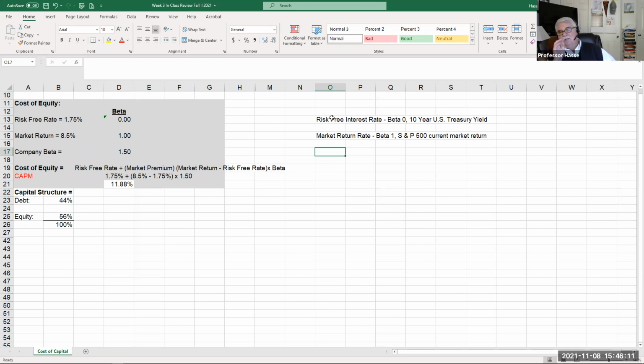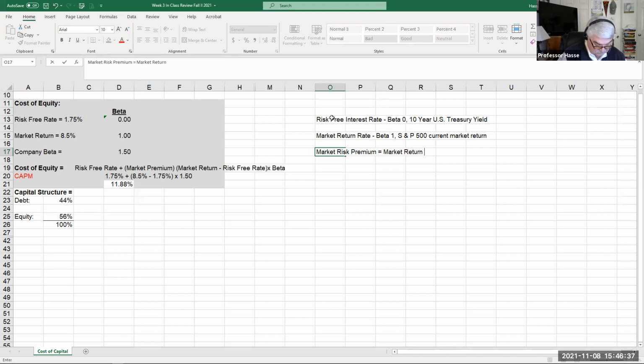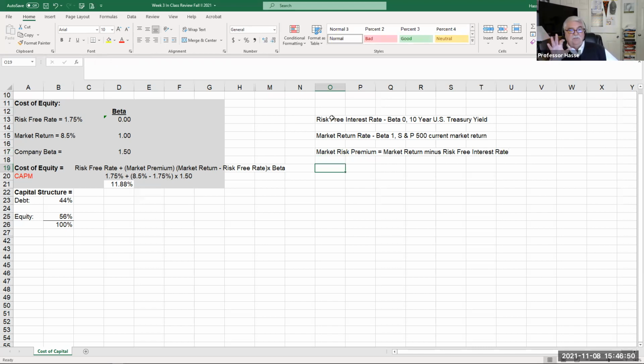Another key number or another key area is the market risk premium. The market risk premium is the risk between average risk, beta of 1, and zero risk, a beta of 0. In other words, the market risk premium is equal to the market return rate minus the risk-free interest rate. That is the market risk premium. That's the spread, okay?